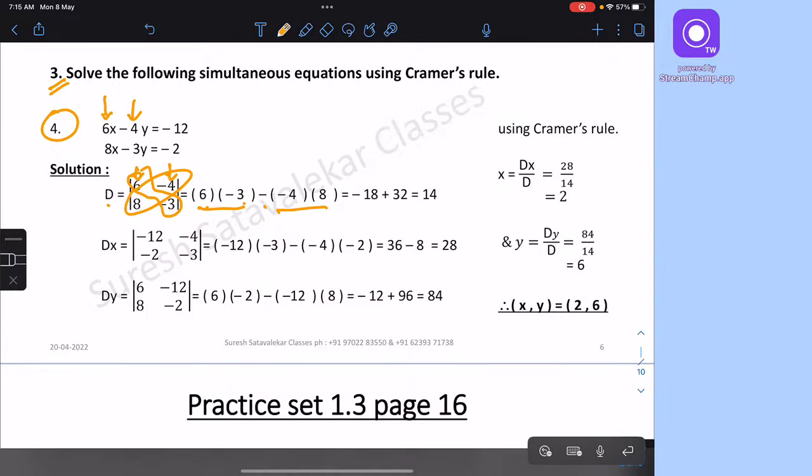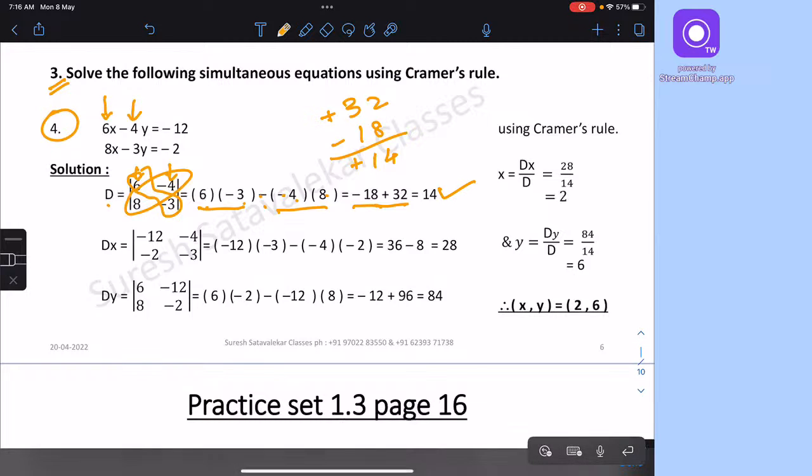6 into minus 3 is minus 18. Then minus into minus is plus. 4 8s are 32. Now here 32 is positive and 18 is negative. So when you are having positive and negative, you have to take the difference. So 32 minus 18 comes out to be 14 and gives the sign of the greater. So plus 14. This is what first plus 14.